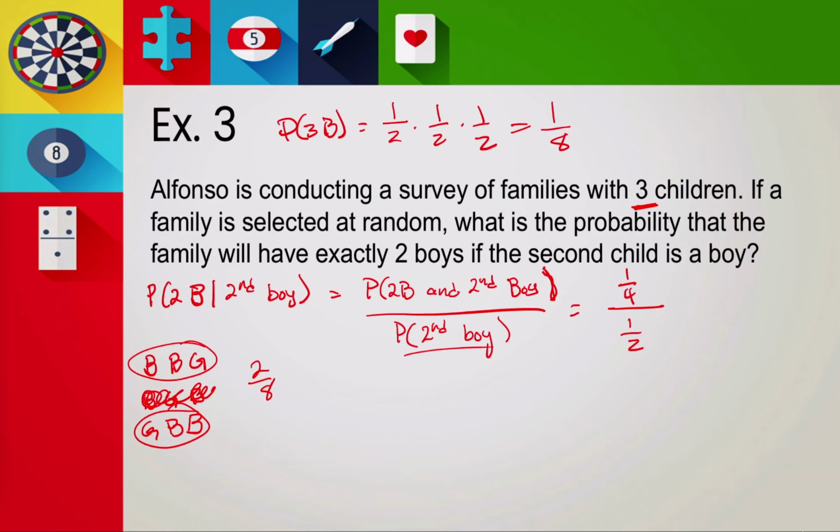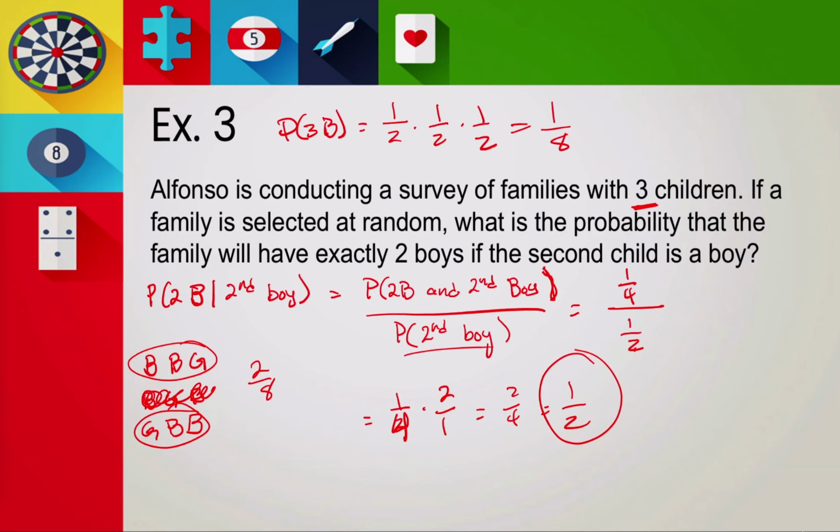So 1/4 is the probability that there will be 2 boys and the second child is a boy. 1/2 is just the overall probability that the second child is a boy. And so we can 1/4 times 2/1 is 2/4 is 1/2 is our probability.